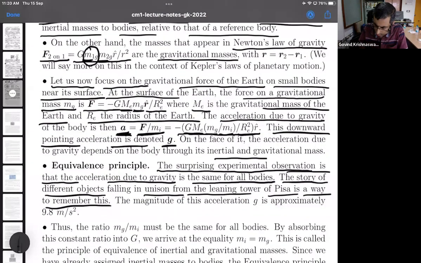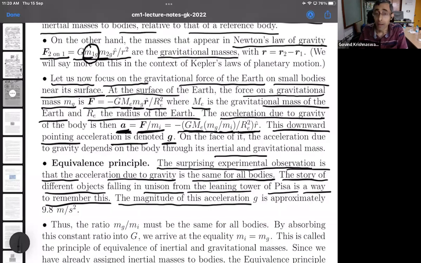So the magnitude of this acceleration, first, it points downwards, and it's the same for all bodies, no matter how heavy they are, no matter how big they are, no matter what the shape is. It is independent of the shape of the body. It is independent of how many people are needed to carry the body.